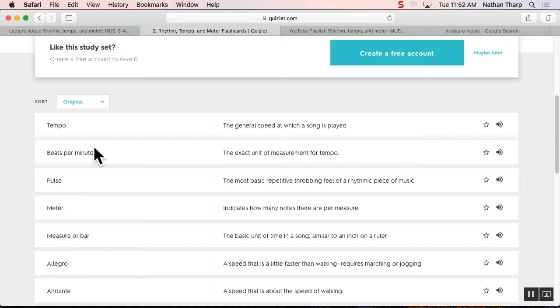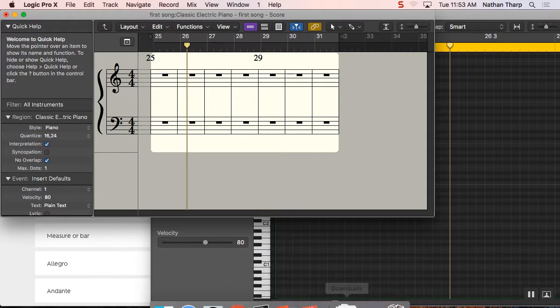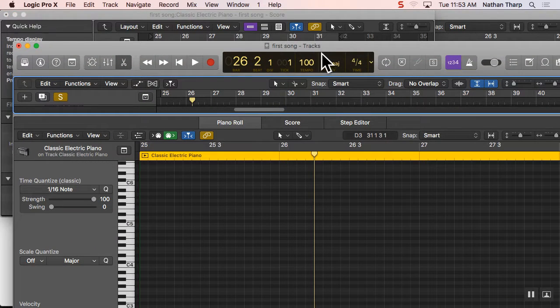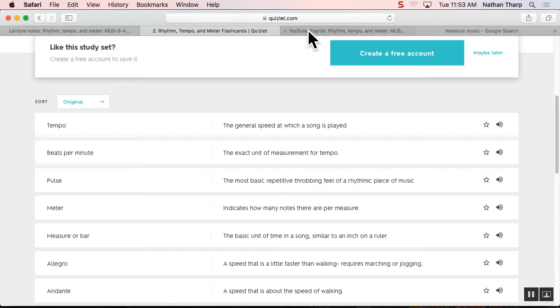And we see in Logic that 120 beats per minute is sort of the default tempo it shows. In Logic, you'll see the tempo right here, okay? And somewhere around 120 is a normal tempo, okay? How fast the song is going.